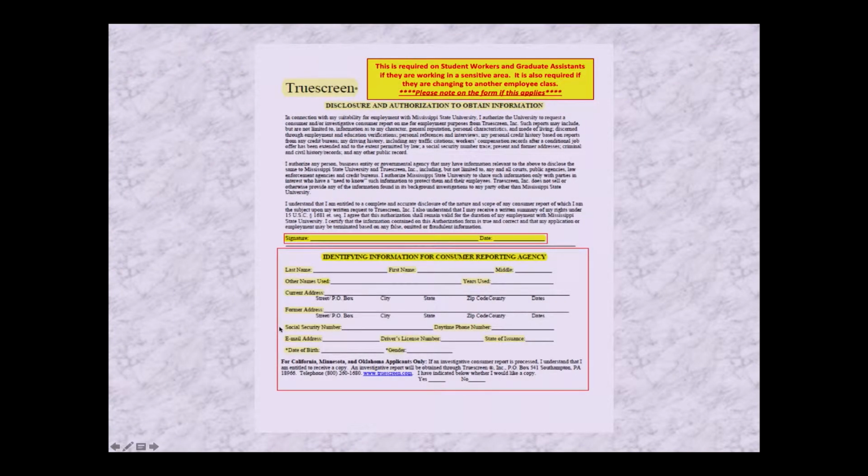A TrueScreen form is completed on all workers, intermittents, all staff, faculty, everyone. It's required on student workers and grad assistants if they are working with sensitive information in that department, or if they're going from a student or a grad to an intermittent or another type of employee.